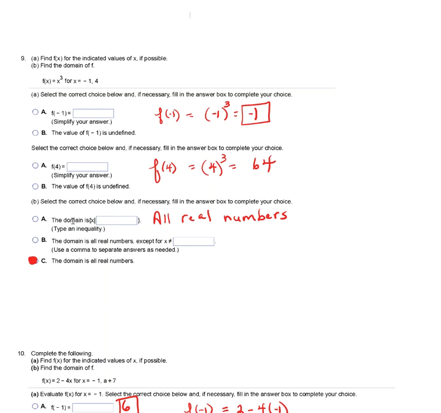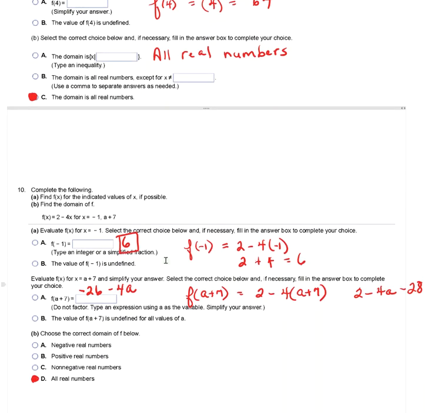And then it says, choose the correct thing. The domain is, this is if you have some restriction on the domain. All real numbers except for, nope, we have nothing. You can plug in anything for x here and it's valid. So the domain is all real numbers.